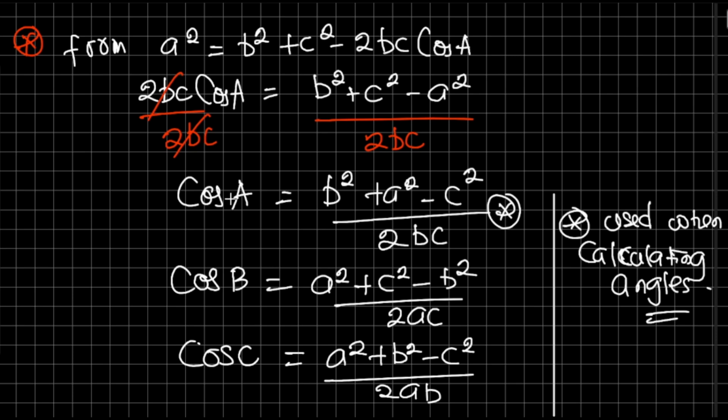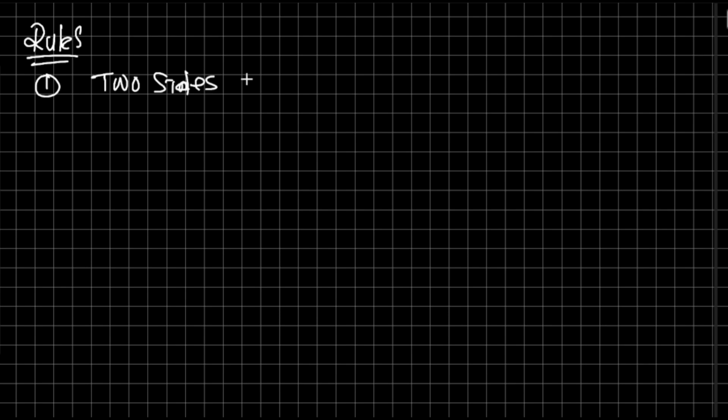And then one important thing again is when to use the cosine rule. So it is also very important. Rules for using the cosine rule. Rule number one: use the cosine rule when you have two sides and the included angle. Included angle means the angle between the two sides.